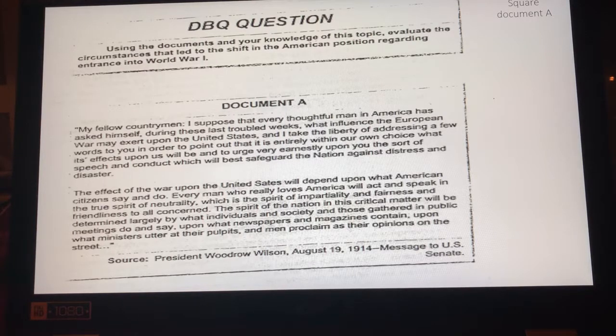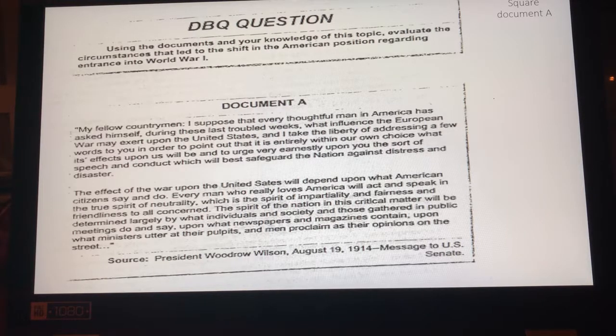Let's look at the next paragraph. The effect of the war upon the United States will depend on what the American citizens say and do. Every man who really loves America will act and speak in the true spirit of neutrality, which is the spirit of impartiality and fairness and friendliness to all concerned. The spirit of this nation in this critical matter will be determined largely by what individuals and society and those who gather in public meetings do and say, upon what newspapers and magazines contain, upon what ministers utter at their pulpits, and men proclaim as their opinions on the street.